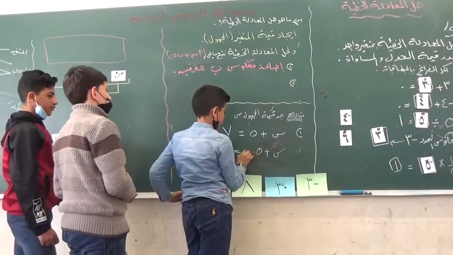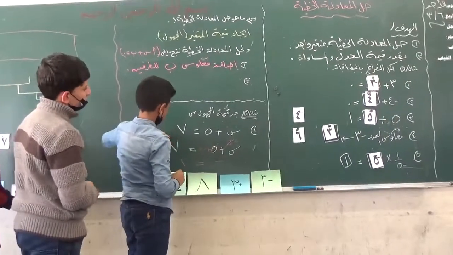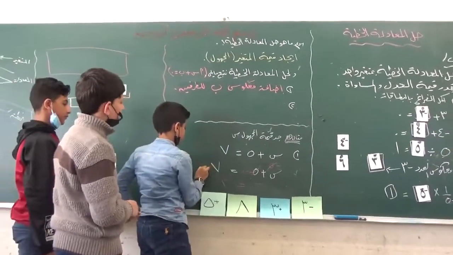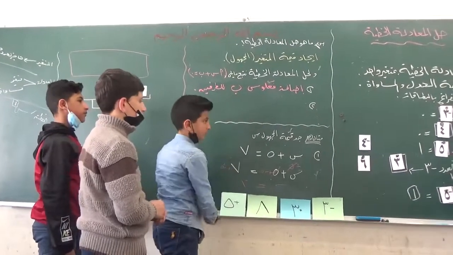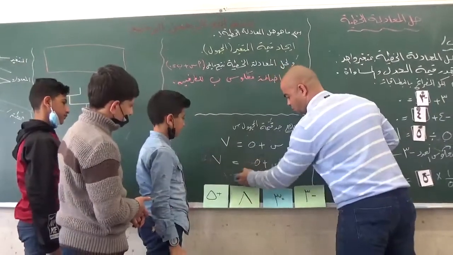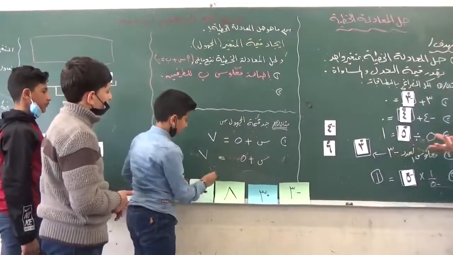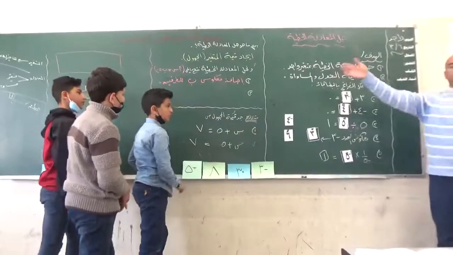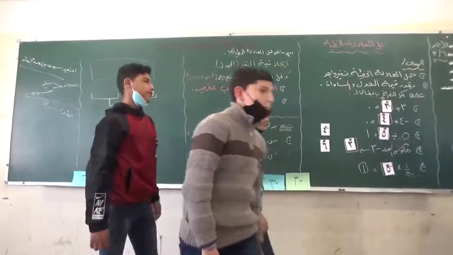We have to put the equal sign under each other. Great. We have to keep the balance between the two sides of the equation. We have to put the equal signs under each other.